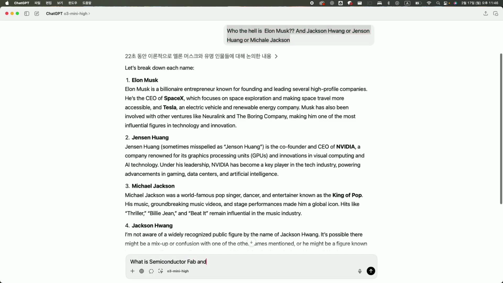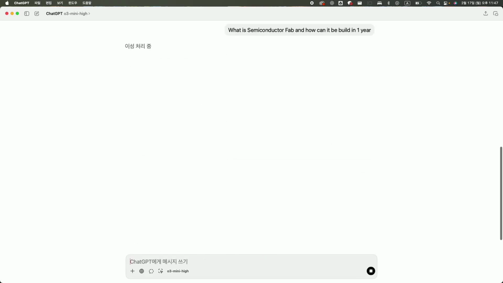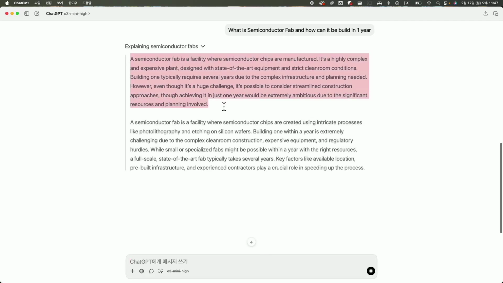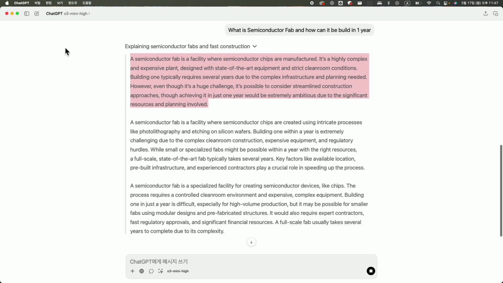What exactly is a semiconductor, and how can it be produced within a year? If we write somewhat ambiguously like this, there are discussions on how to talk about semiconductor fabs. Look at this. These aren't my words, but knowing these terms is essential for understanding the idea. By employing a chain of thought strategy, it creates prompts that facilitate effective and efficient responses.